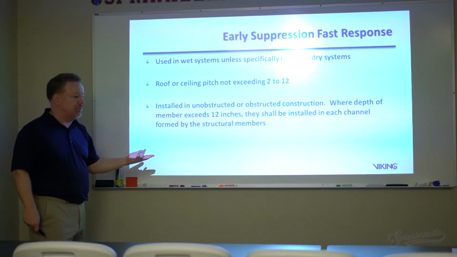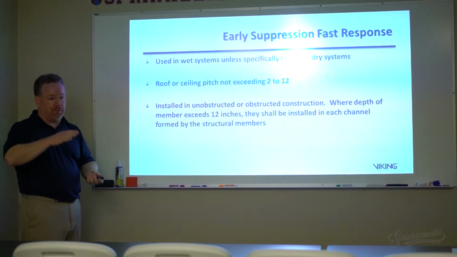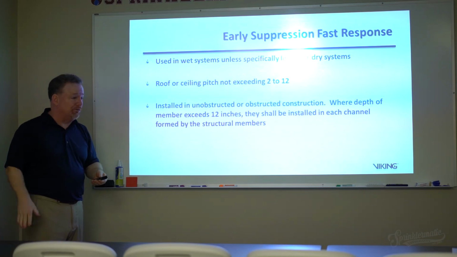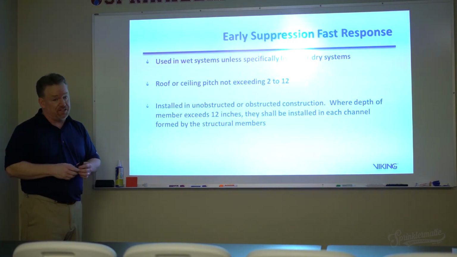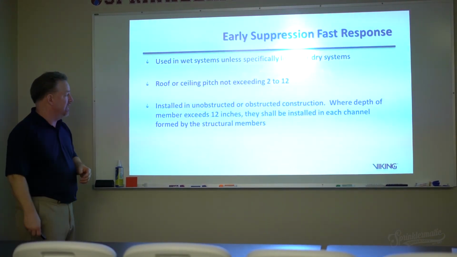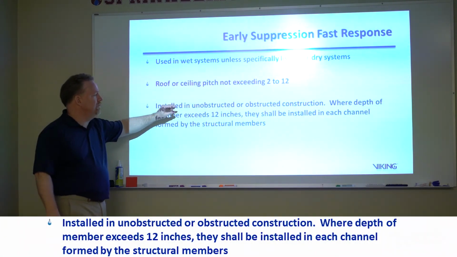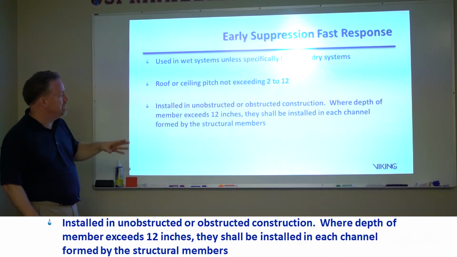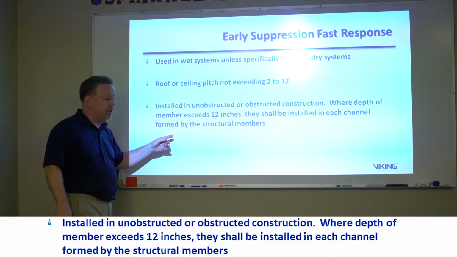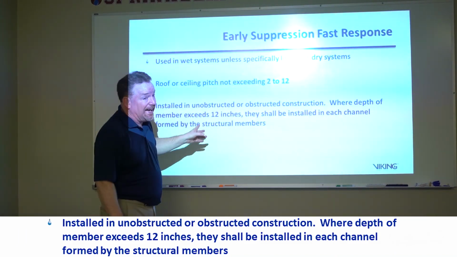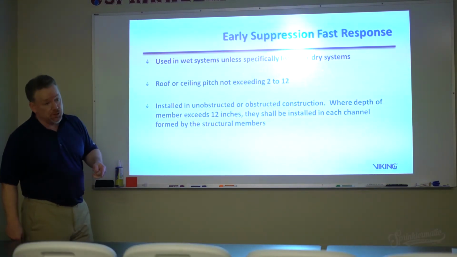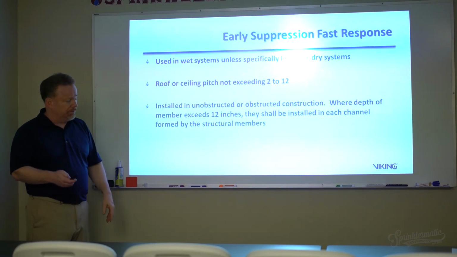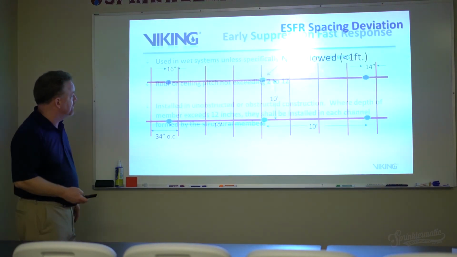One of the big challenges when you're installing an ESFR sprinkler system and you have a pitched roof greater than 2 and 12 is how do you get it down to 2 and 12? Well, you install typically a false ceiling that is less than that. Installed in unobstructed or obstructed construction, where the depth member exceeds 12 inches, they need to be installed in each channel formed by the structural members. Wow, that can be really a lot of sprinklers. So typically you're gonna try to get them in. What you're looking for is unobstructed construction.